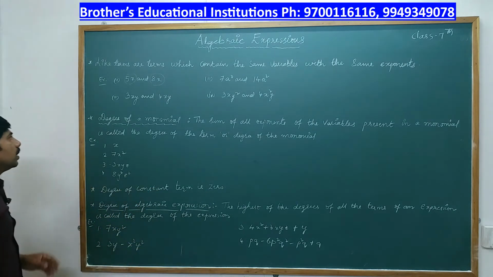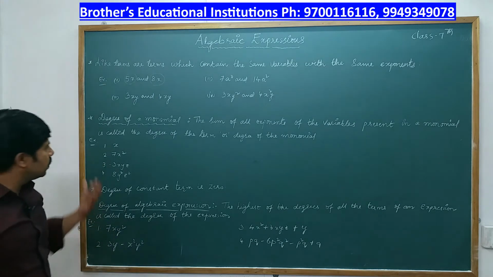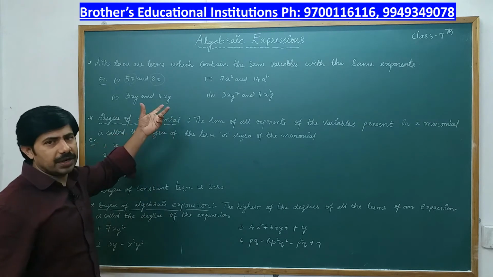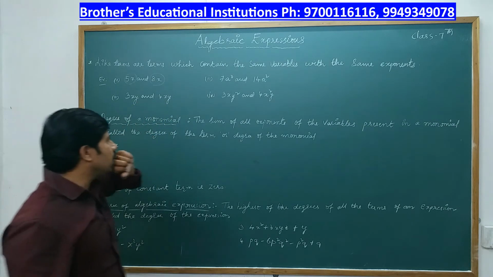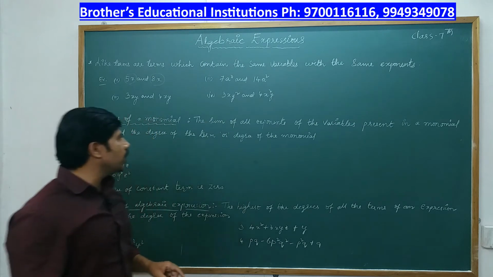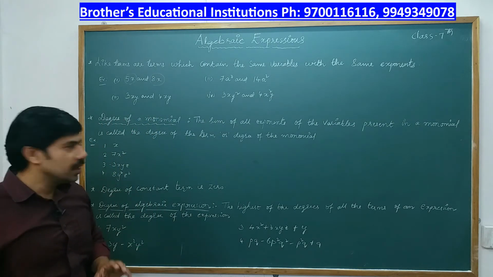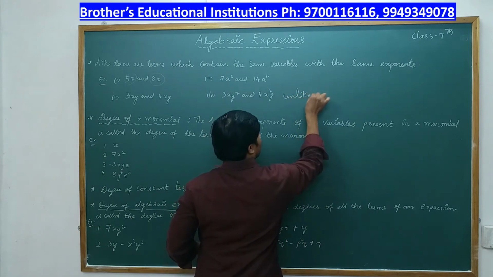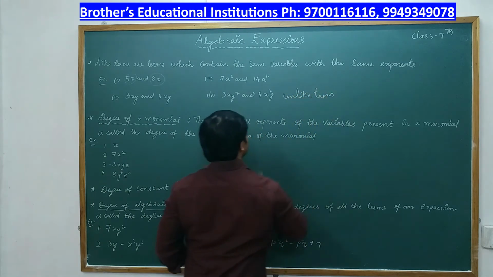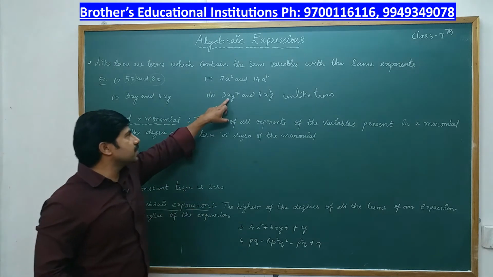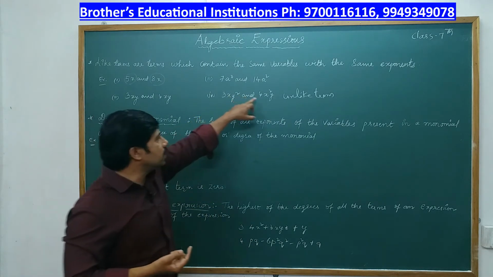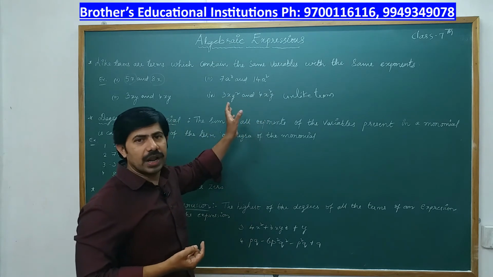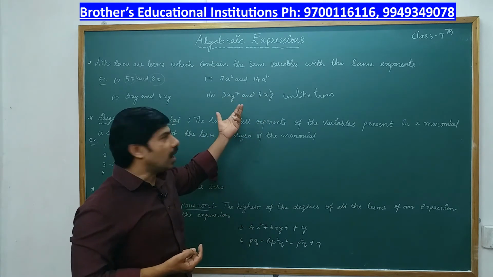Now the next one, 3xy and 4xy. This is also a like term, because we have the same exponents and the same variables. Now when we come to 3xy square and 4x square y, they are not like terms, they are unlike terms, because the power of x in the first case is 1 and in the second one it is 2. So the power is differing, so they are unlike terms.